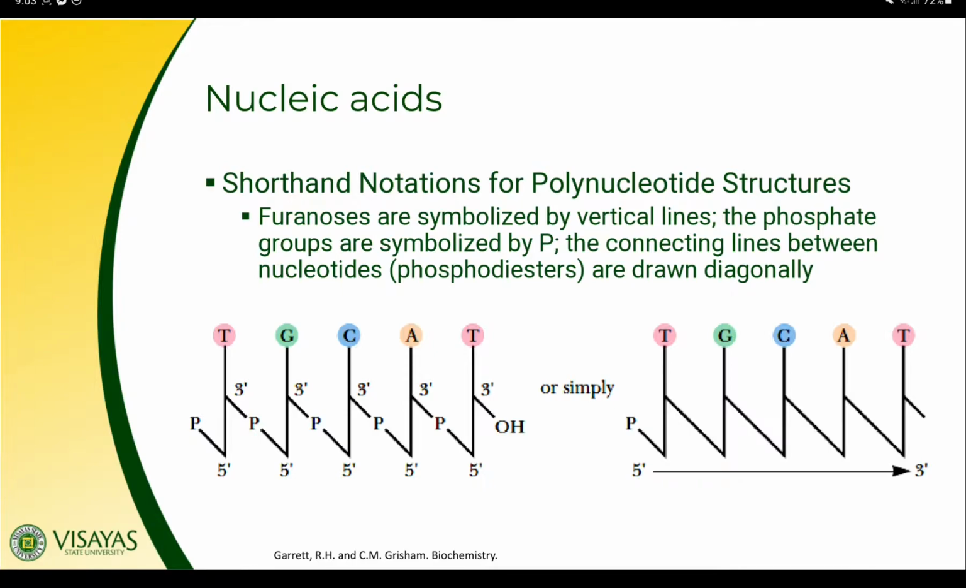Here we have shorthand notations for polynucleotide structures. The furanoses, these are our sugar, are symbolized by vertical lines. We have our vertical lines here. These are our sugar molecules, or furanoses. The phosphate groups are symbolized by P. So these P here are phosphate groups, and the connecting lines between nucleotides are drawn diagonally. So these are the phosphodiesters, no? These diagonal lines here. Again, the 3' and 5' are the carbon numbers in our sugar groups.